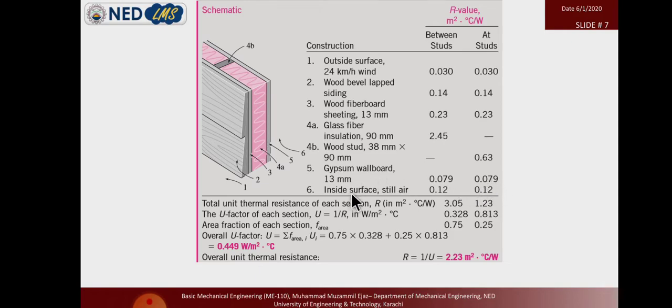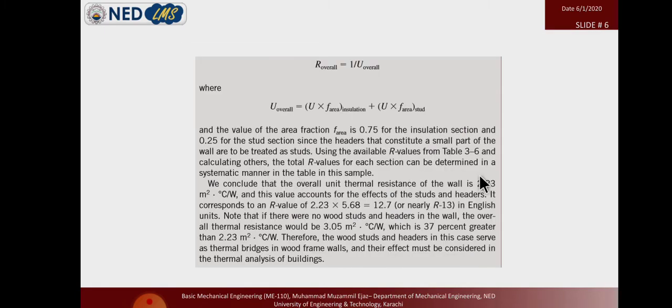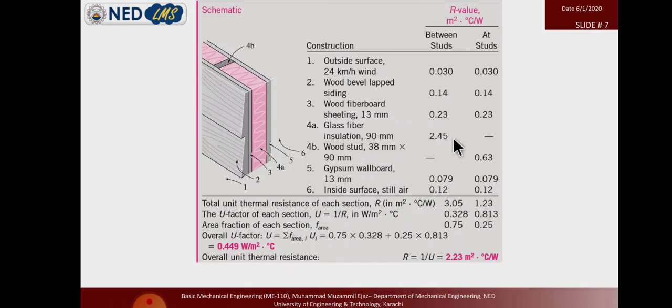Then inside we have still air, we do not have any moving air. In winter we are not running a fan inside our room, so there will be still air in the winter. So the resistance value of the still air is 0.12. You can see that these are the values with respect to SI units. If we are taking values in British systems, we have to take these values. So we can write 0.12.